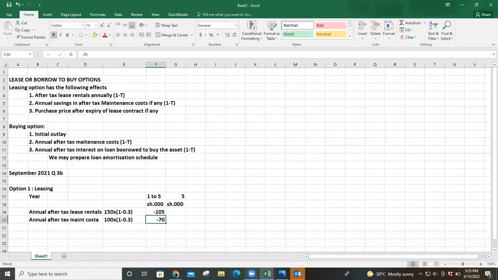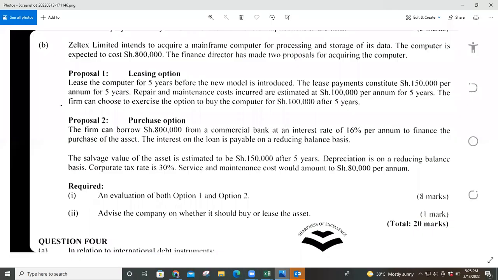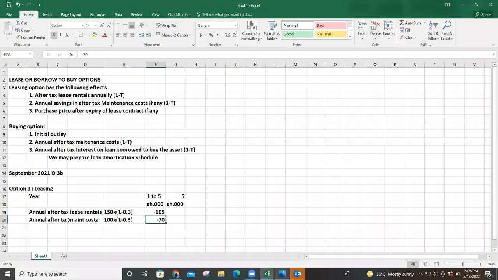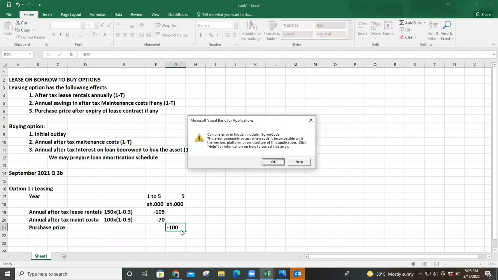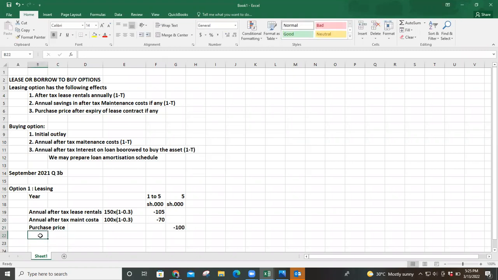Then after the 5 years, we can buy it at 100,000. The firm can choose to exercise the option to buy the computers for 100,000 after 5 years. So we have the purchase price; we don't adjust for tax. After 5 years we can buy it at 100, and again, it's a negative. So here we can have our net cash flows.